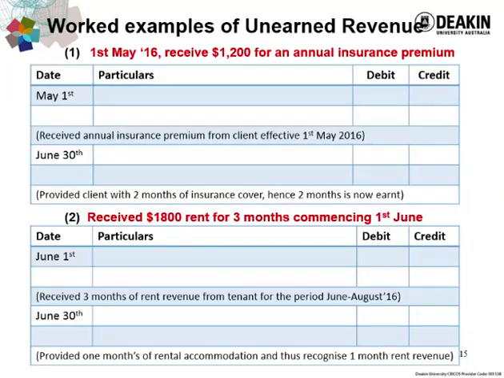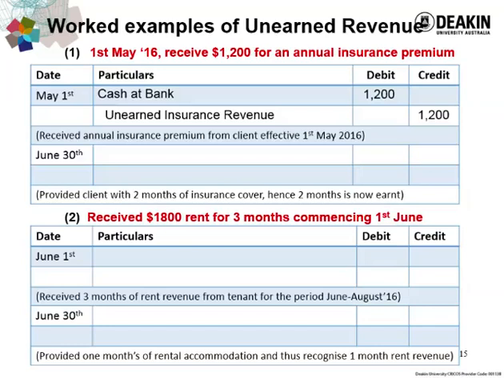Let's look at some examples for unearned revenue. First, on 1st of May, the insurance company received $1,200 annual insurance premium from a client. So debit cash, credit unearned insurance revenue, which is a liability. Note that the entry here on 1st of May is not an adjusting entry. It is only a normal entry.